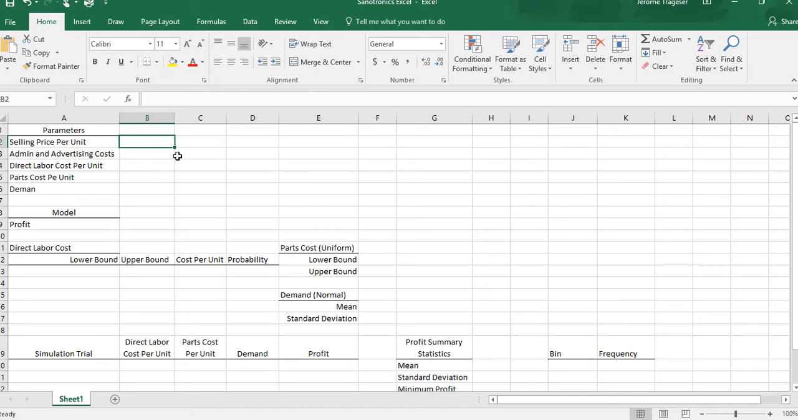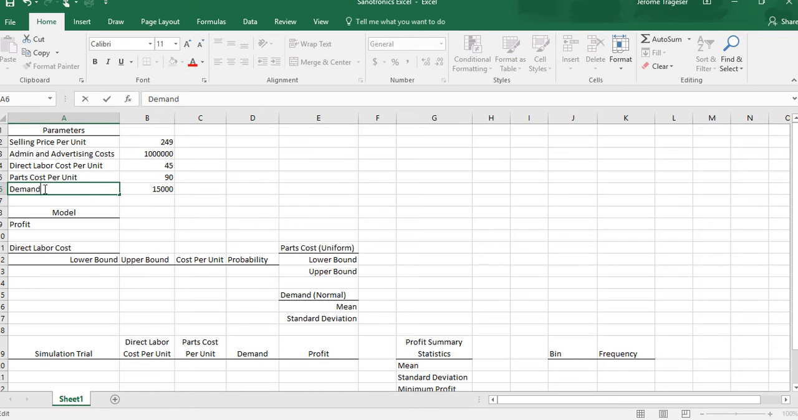So the first thing that we need to enter from our problem are the parameters that they give us in the book. They give us what's called the base case, and they tell us that the selling price per unit is $249. They also tell us that our annual administrative costs are $1 million. Our direct labor costs are $45. Our parts cost per unit are $90. And then we are told that the demand in the first year is estimated to be 15,000.